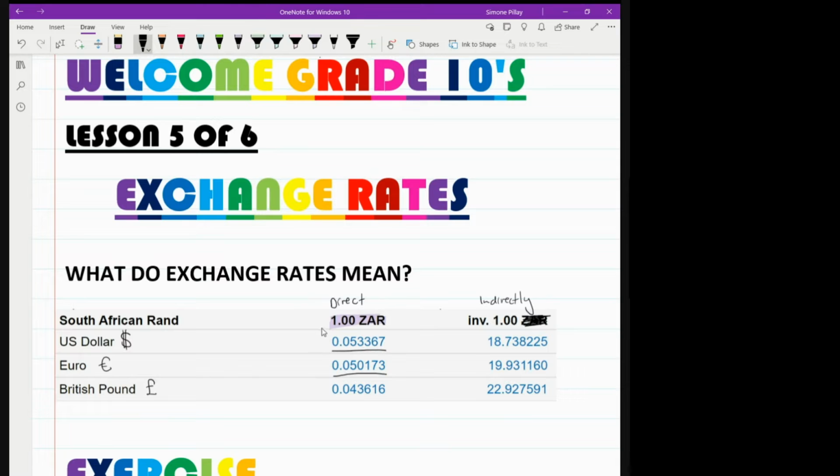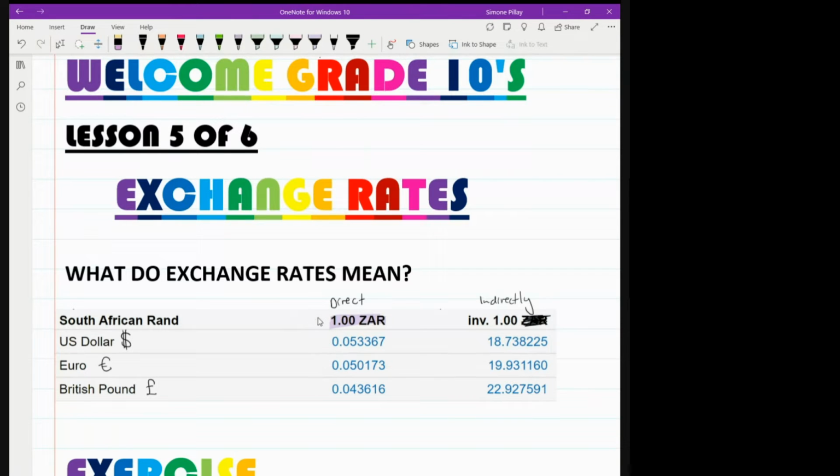And so lastly, if I have 1 rand and I go to the shop, I give them 1 rand, I tell them, please give me back pounds, they're going to give me back 0.043616 pounds. Now obviously these are a lot of decimals, so we'll probably only get 0.44 pounds back. It is very little. And so this is the direct exchange rate. It shows you for 1 rand directly in our currency, how many foreign currency units can I buy?